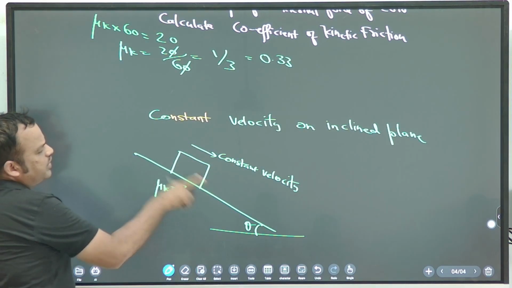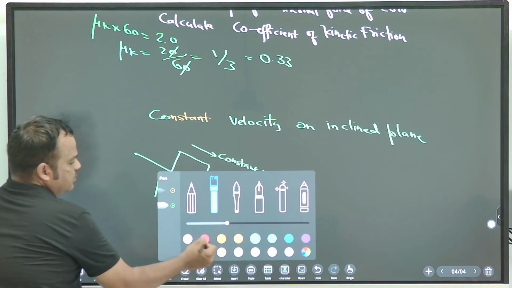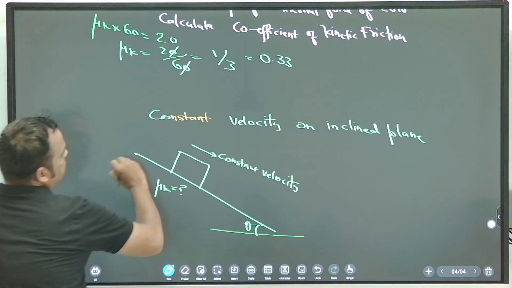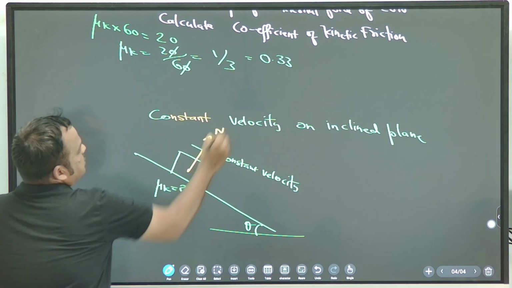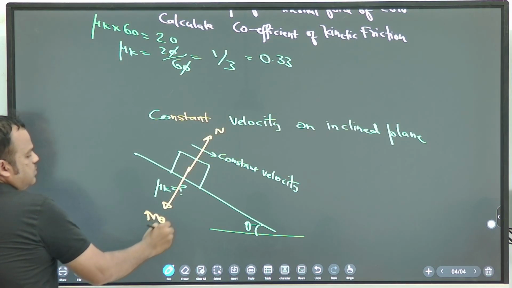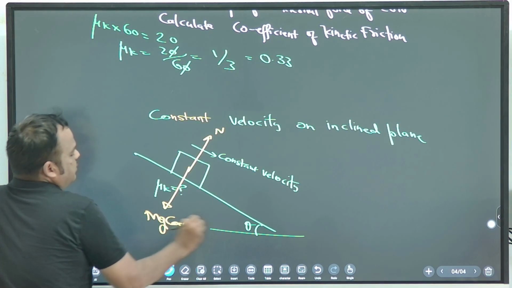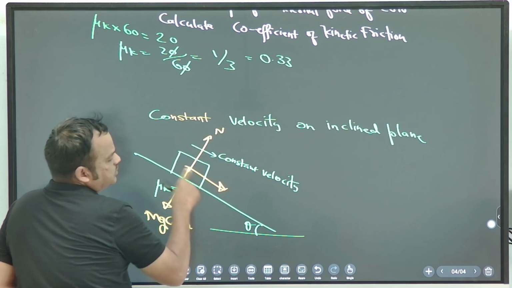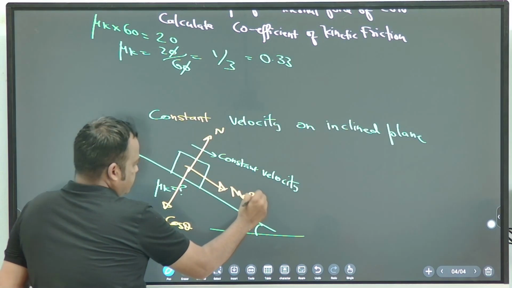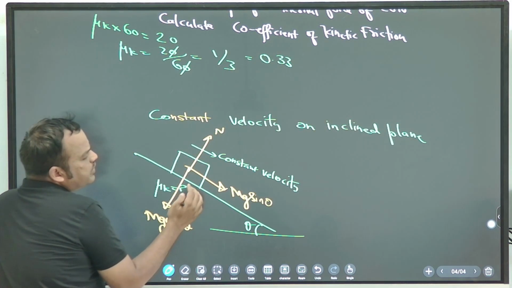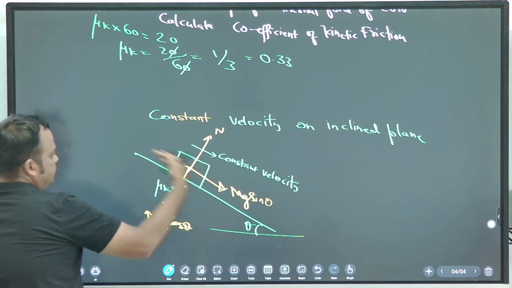Okay, draw the free body diagram. Normal force, you know how much is normal force? Mg sine or cos? Cos. Very good. Mg cos theta. Down the plane, what is the force? Mg sine theta. And friction will be where? Up the plane.